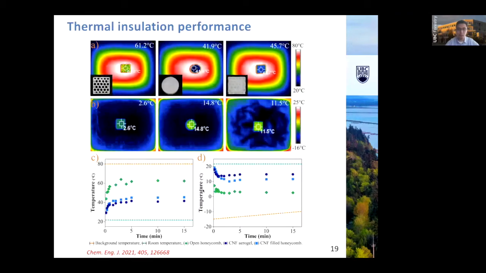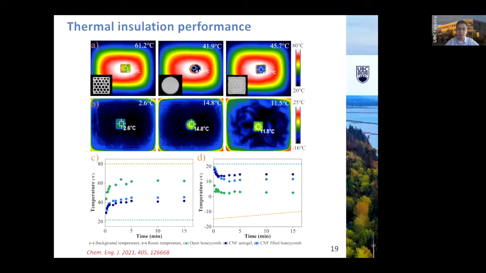So we demonstrate this one as a thermal insulating material. We know the aerogel can be used as thermal insulation, but the aerogel in general is a weak material, so it cannot withstand much higher weight or stress. The honeycomb structure, because it has so many open pores, is also not a good thermal insulator.